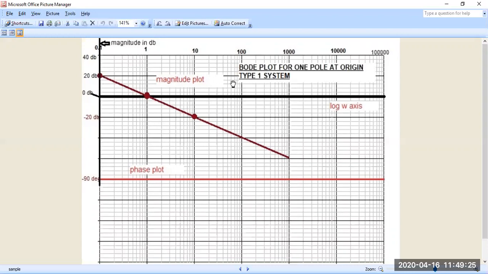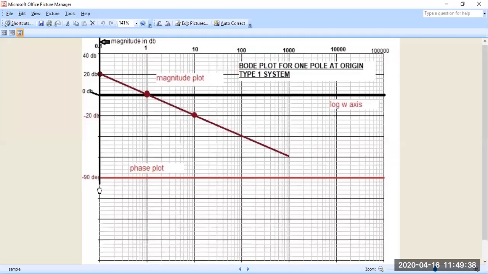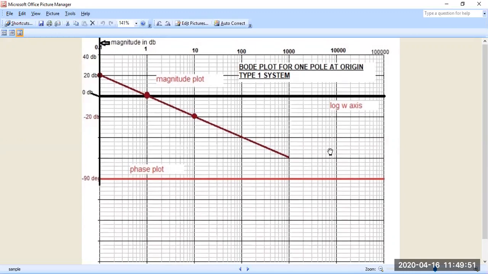So this is a magnitude plot in Bode plots, where the y-axis will contain magnitude in dB and the x-axis will contain the frequency in the form of log omega, right? And the Bode plot will also contain a phase plot where the y-axis will be the phase angle of the transfer function in degrees, and the x-axis will again be the log omega axis, which is the frequency axis. So let us see the mathematical function again.